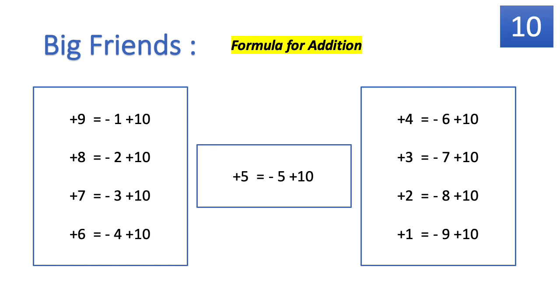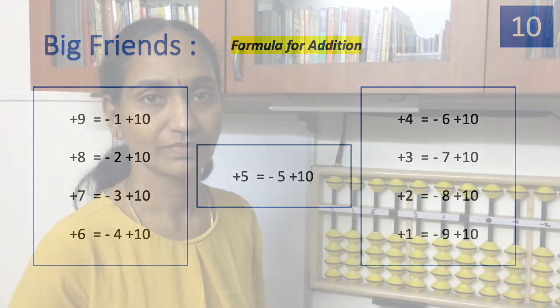Now, to add 4, we have to do the subtraction of big friend of 4, so minus 6 plus 10. To add 3, minus 7 plus 10. To add 2, minus 8 plus 10. And to add 1, minus 9 plus 10. Now I am going to explain how to apply the big friends formula.